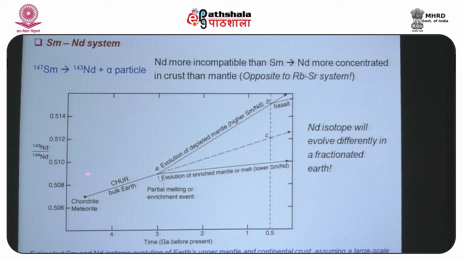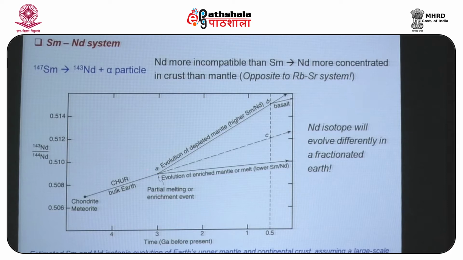In a similar way, we can calculate the 143/144 neodymium ratio of the bulk earth when the earth was formed, around 4.6 billion years ago, from the chondritic meteorite. And from this bulk earth, 147 samarium has been constantly decaying to form 143 neodymium, and the 143/144 neodymium ratio has been constantly increasing thereafter. But again, it should have followed this dotted line till the present day, but this is not the case.